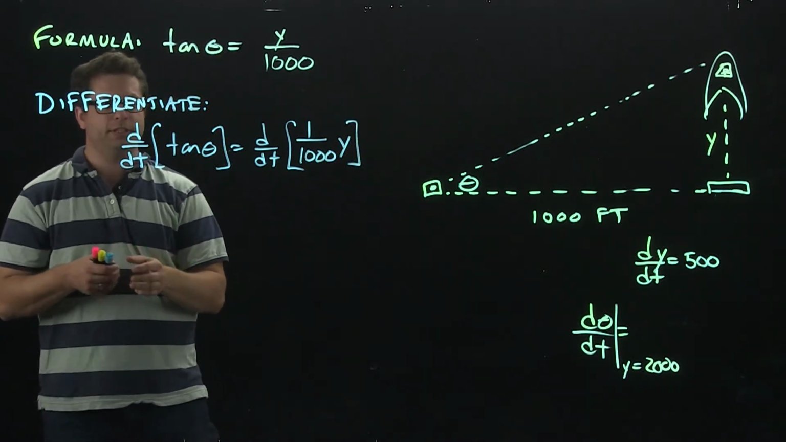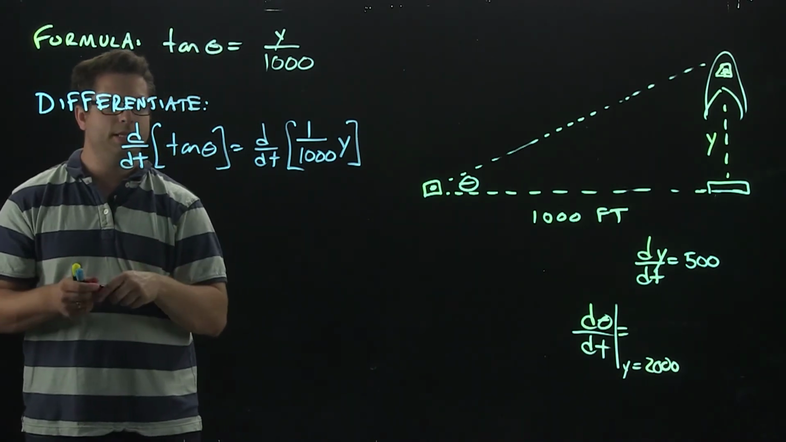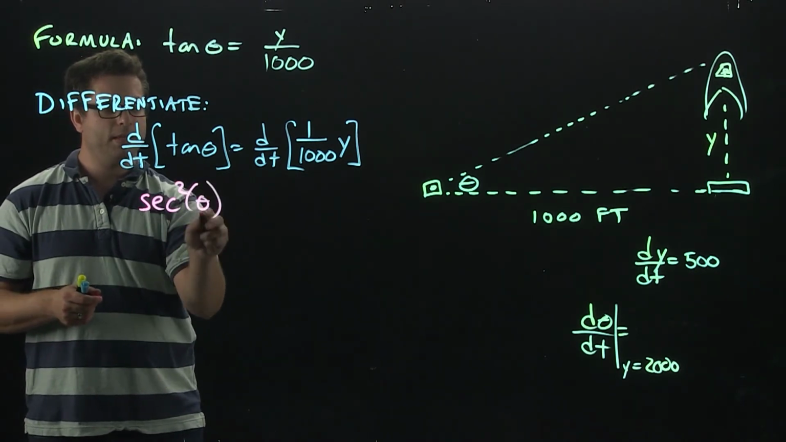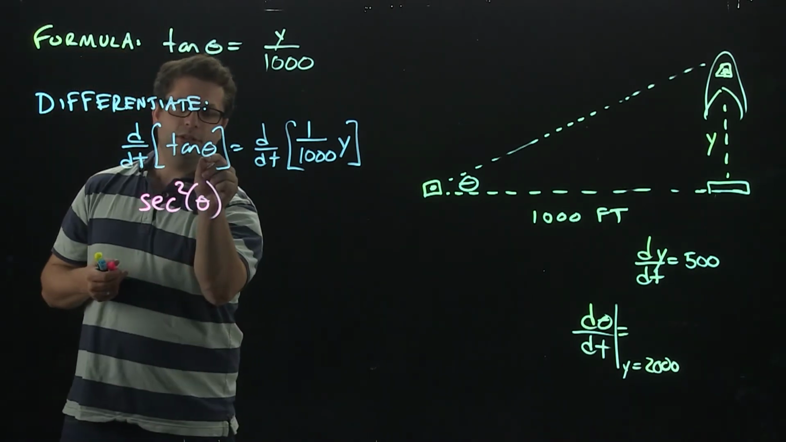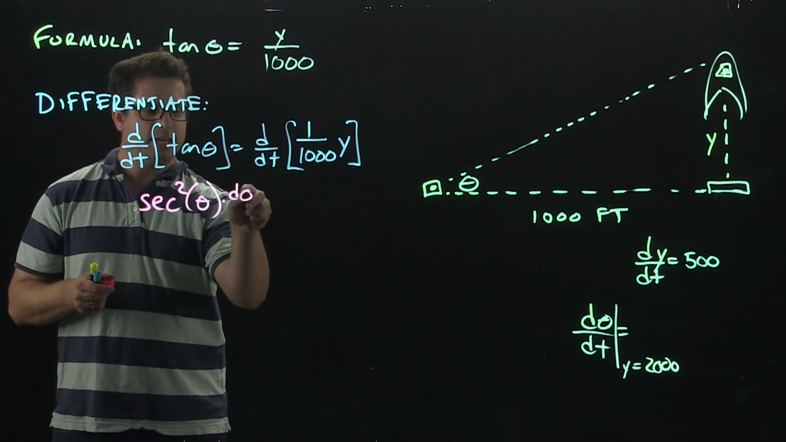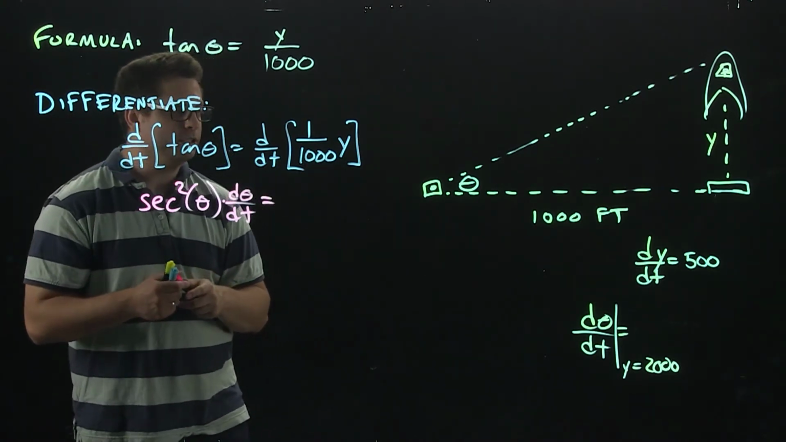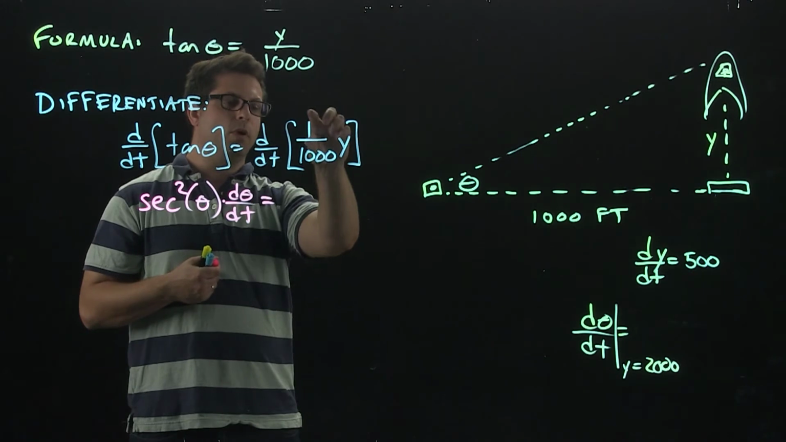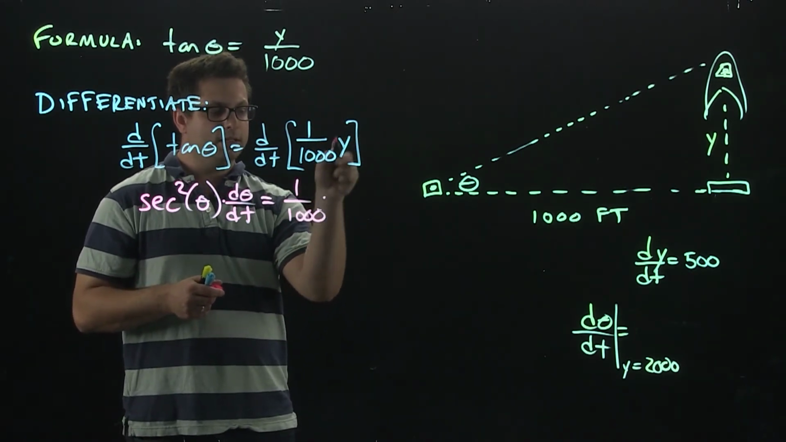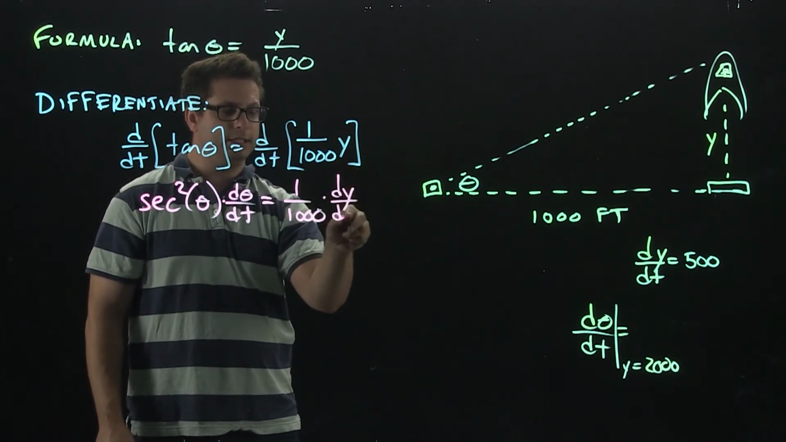All right, so let's differentiate tangent. Since theta is inside tangent, we have to deal with tangent first. The derivative is going to be secant squared theta. Now we have to differentiate theta, because that's what's inside, and that's going to be dθ/dt. On the right-hand side, I have to differentiate 1 over 1,000 times y, which is just going to be 1 over 1,000 times, well, the derivative of y is just going to be dy/dt.